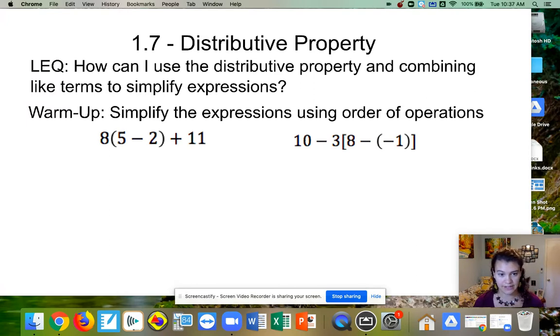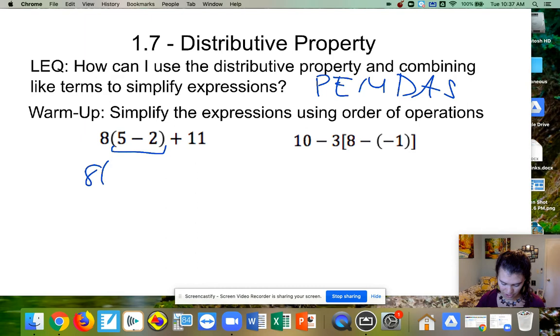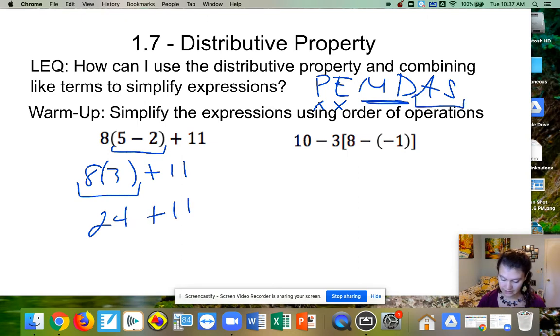All right, so the first one we have 8 times (5 minus 2) plus 11. So remember, order of operations is PEMDAS. We want to start with parentheses. So this one has parentheses. We want to start by subtracting that to get 8 times 3 plus 11. We don't have any exponents. We do have multiplying and no dividing, but multiplying. So we're going to do our multiplication next to get 24 plus 11, and then at the end, our addition and subtraction to get 35 as your answer.